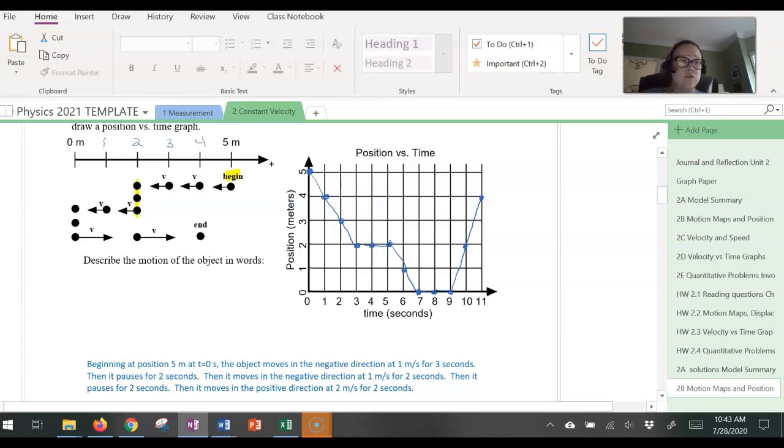Then it pauses for 2 seconds. Then it moves in the negative direction at 1 meter per second for 2 seconds. Then it pauses for 2 seconds. Then it moves in the positive direction at 2 meters per second for 2 seconds.